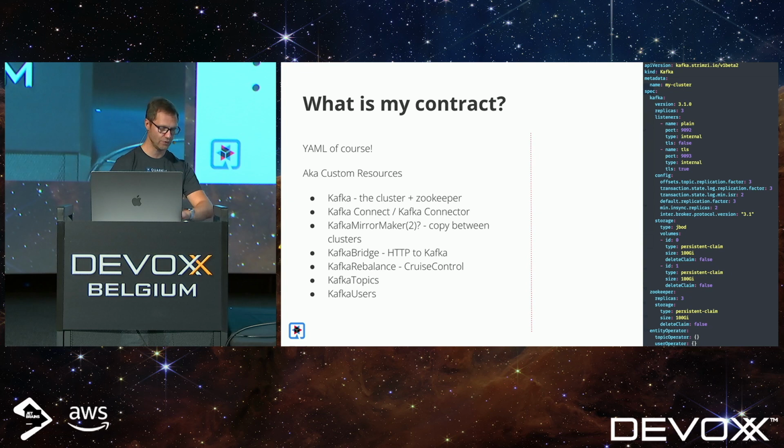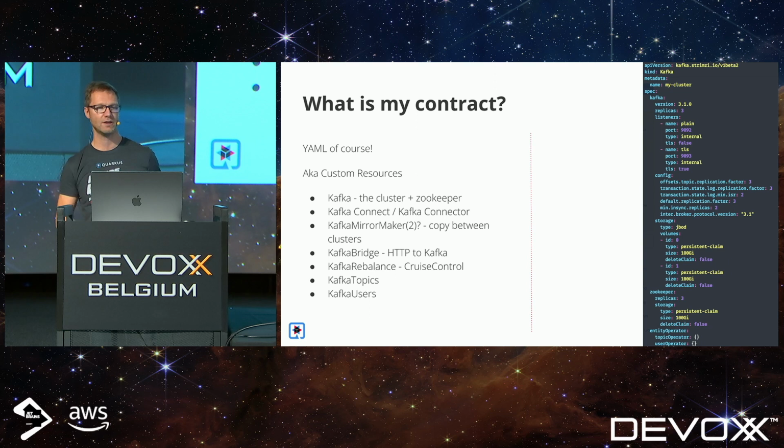Okay, so what is the contract inside, for Strimzi? It's called a custom resource in Kubernetes. So that's YAML-based descriptions of your intent. And not only can you create a Kafka cluster, but also Kafka Connect, which is the infrastructure and one of the ways to connect to Kafka and distribute the load. Connectors could be, for example, an Elasticsearch connector putting events into Elasticsearch, or a change data capture system like Debezium that would listen to the changes of a database and put data into Kafka.